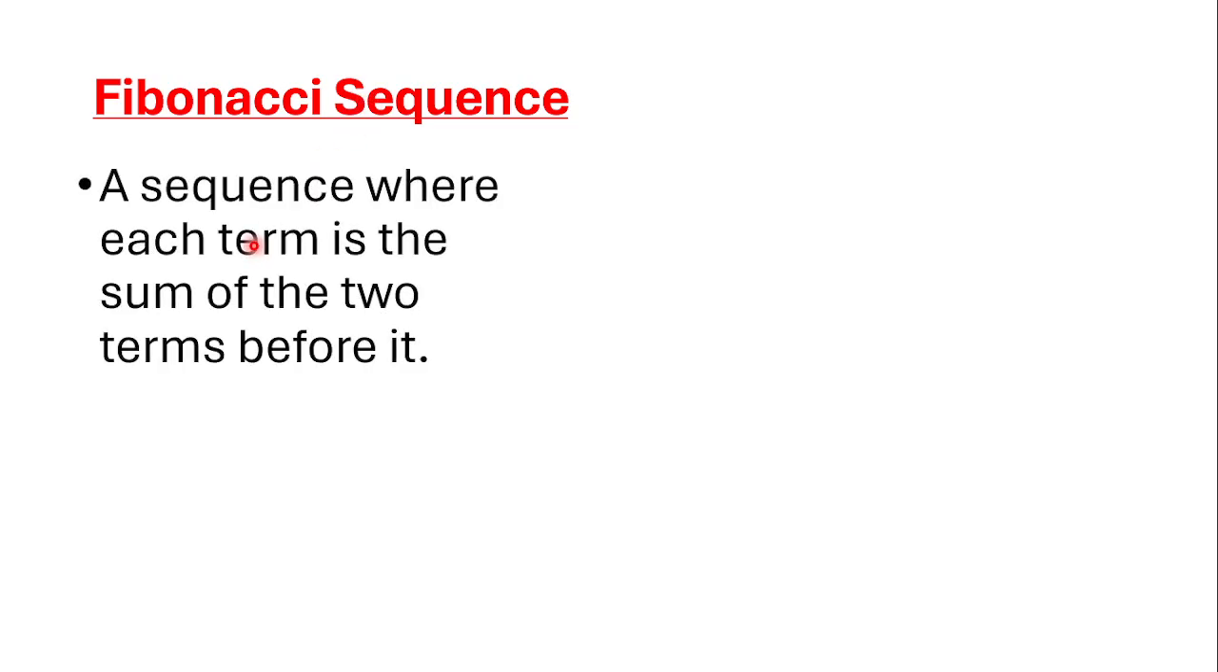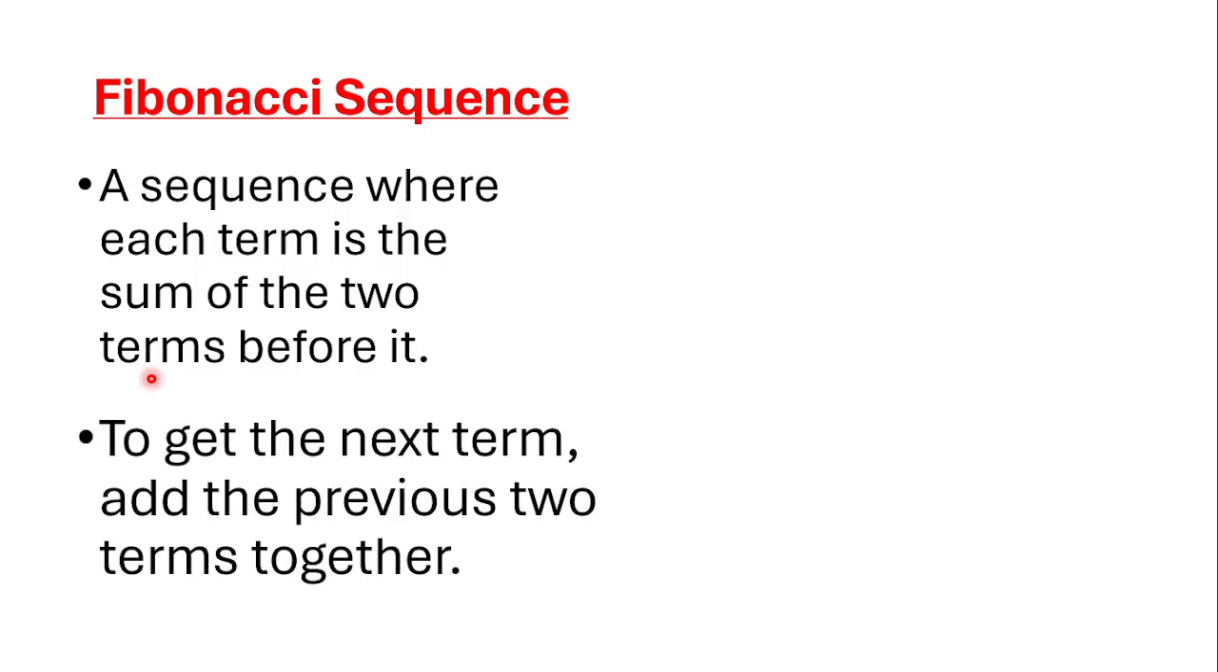So, what is a Fibonacci sequence? A Fibonacci sequence is a sequence where each term is the sum of the two terms before it. Now, when we say sum, we mean addition. We have to add because sum is the product or the result of adding two numbers.